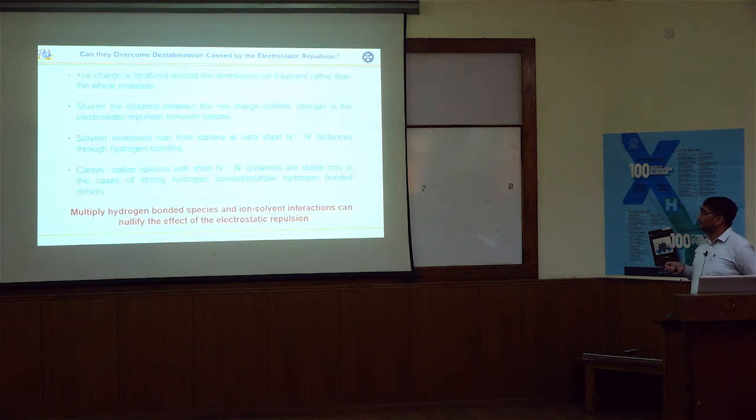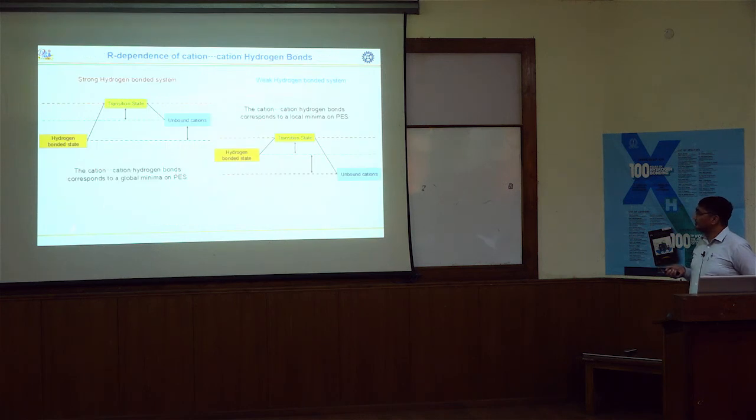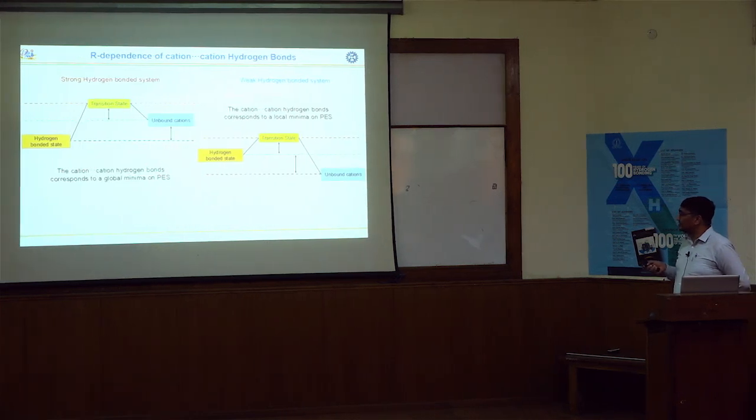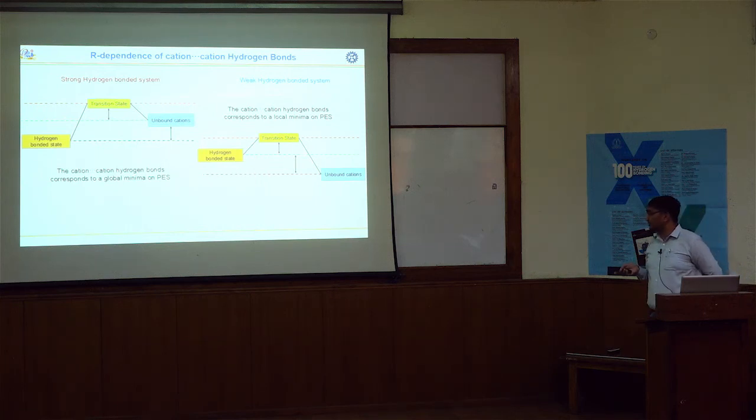So, basically what we observed is that when we have multiple hydrogen-bonded systems, we can reduce this same-charge species interaction, and we can do it either through solvent incorporation or through increasing the number of hydrogen bonds between the two cations. So, we can shift this hydrogen bond minima from the unbound side down to the bound side in the case of multiple hydrogen bond species.